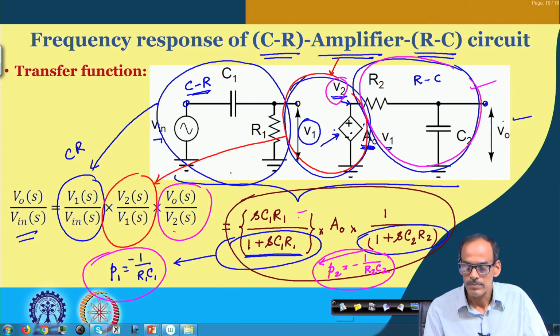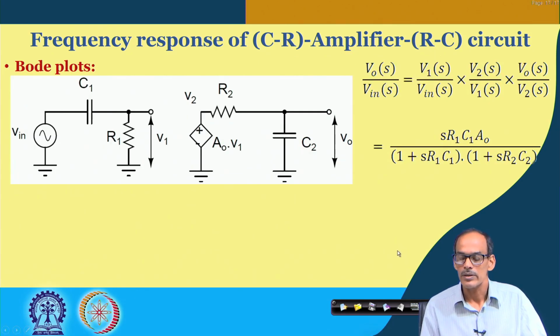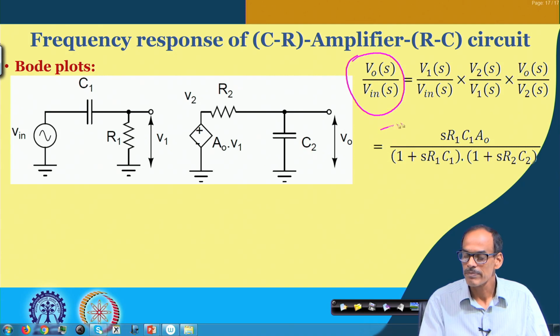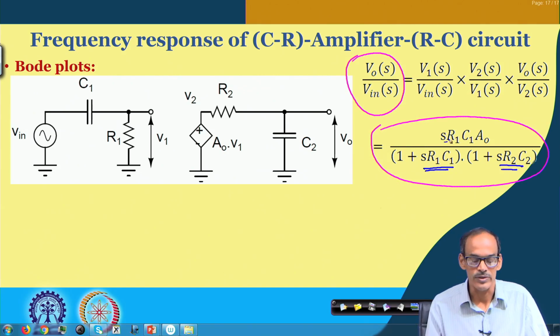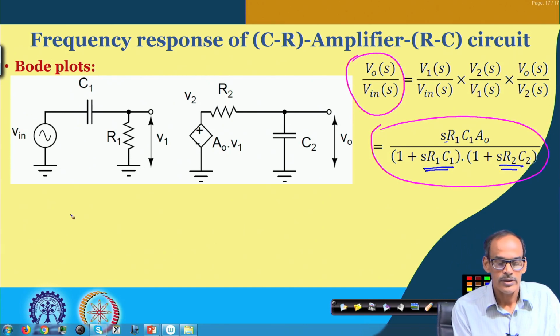So, as we have discussed, the transfer function of the whole system is given here, and as I said, it has two poles, one coming from here, another here, and also it has a zero. Now, for the frequency response, let us consider the first one, the CR circuit, and its frequency response.